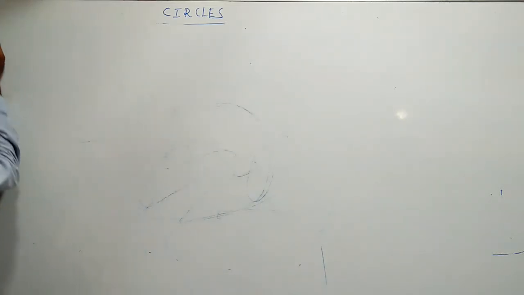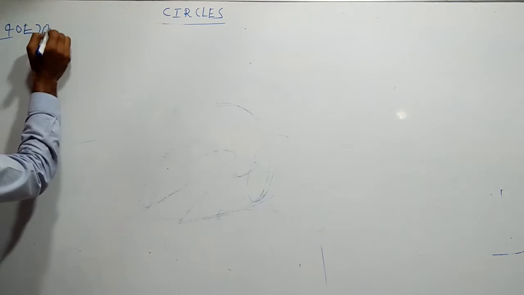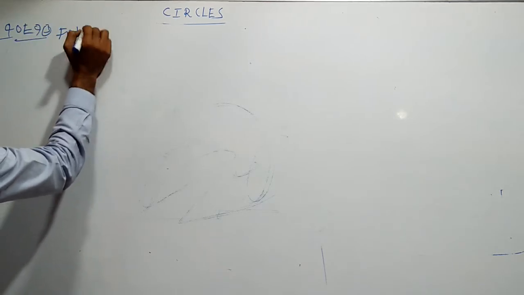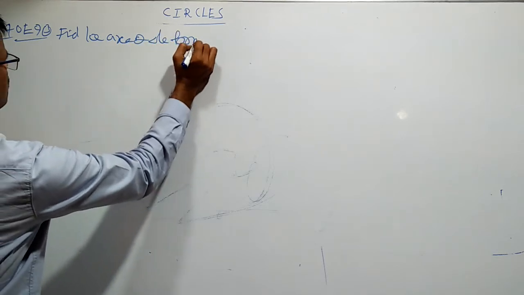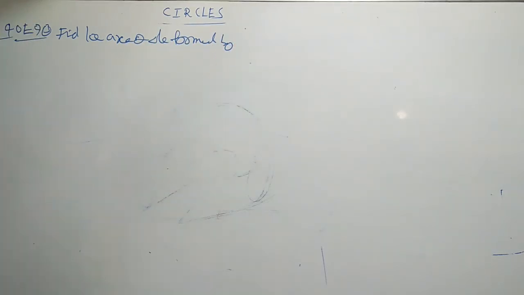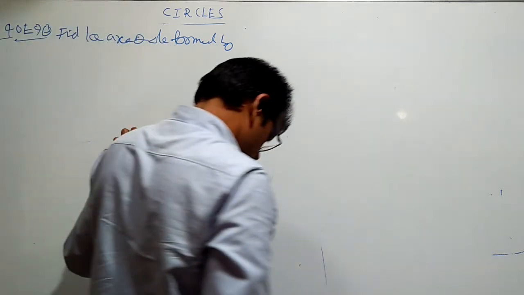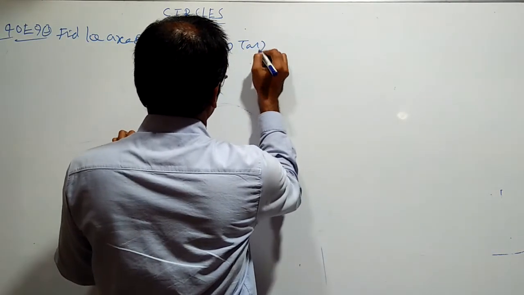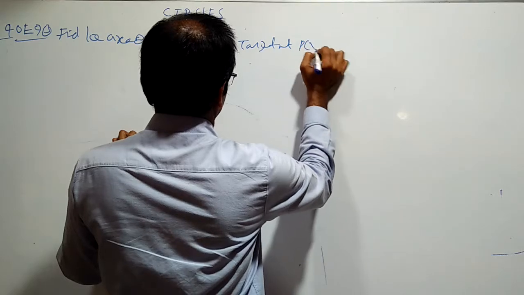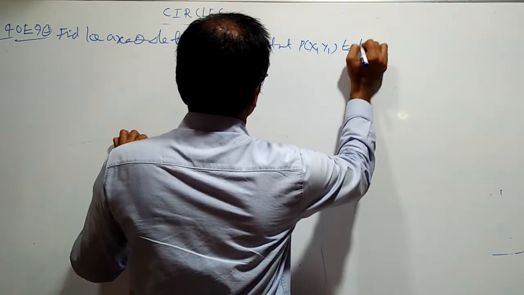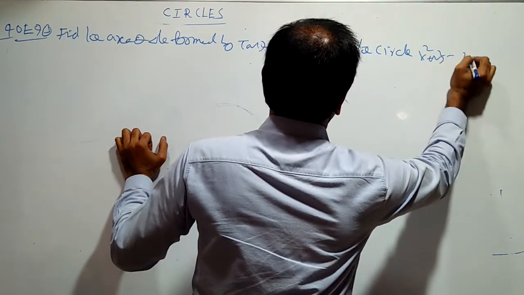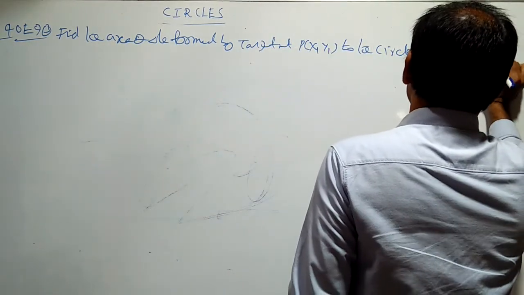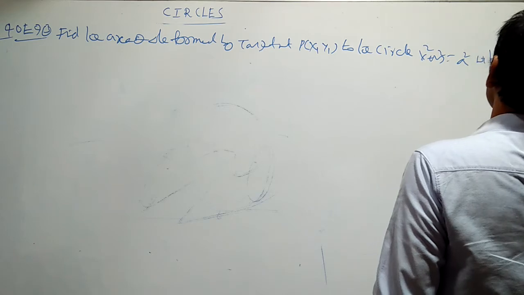Example 3, page number 40. Find the area of the triangle formed by the tangent at P(x1, y1) to the circle x square plus y square is equal to a square with the coordinate axes.